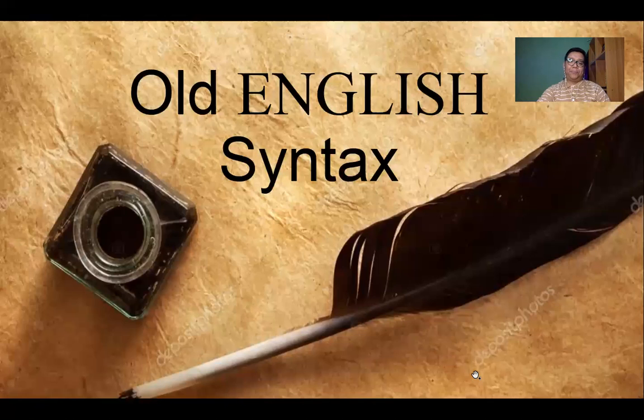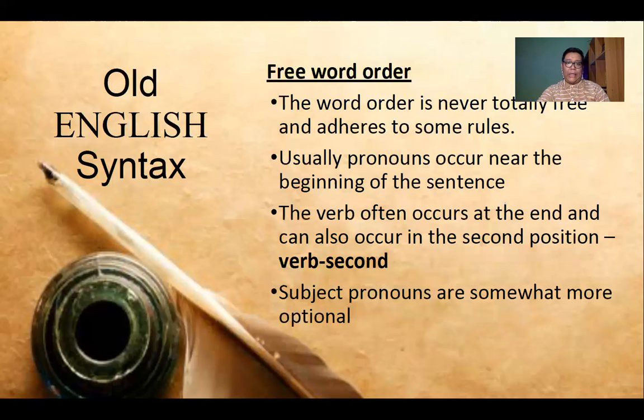Now, in terms of Old English syntax, we have this concept of free word order. The word order is never totally free and adheres to some rules. Okay, we know that because in modern English, we are very strict with how words should be ordered or presented in a sentence. Usually, pronouns occur near the beginning of the sentence. The verb often occurs at the end and can also occur in the second position, or verb second.